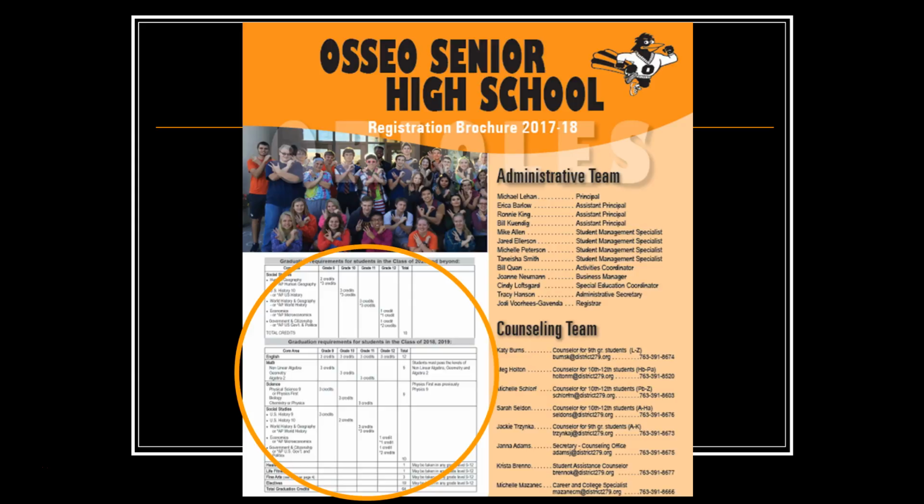This is a picture of the registration brochure for the 2017-2018 school year. Notice in the orange circle are the graduation requirements for students at each grade level. So if you're a current 9th grader, you would look at grade 10 requirements to double check the requirements that you need to take as a 10th grader. The brochure also includes the course listing by department, and this is where you will make your draft choices for the classes that you want to take for next year. We will talk more about that in the next section.